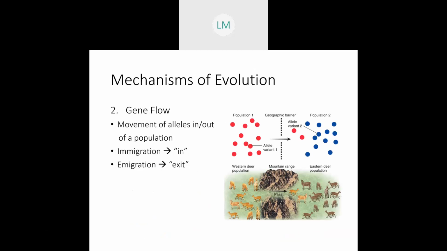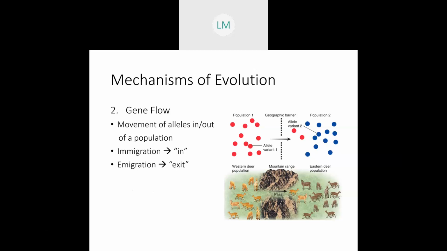The second mechanism of evolution is what we call gene flow. This is basically just like migration. It's the movement of alleles into a population or out of a population. So there are 2 different ways that we can talk about this. Both of them are called immigration. They're just spelled differently.